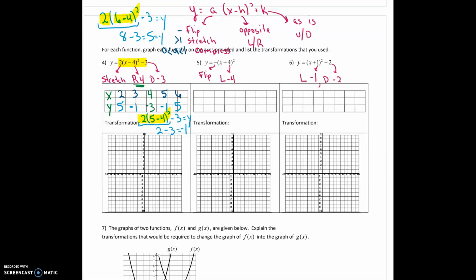And now I'm going to graph this. I always start with the vertex, so I'm going to go over 4 and down 3 and get right there. Sometimes it helps to draw that axis of symmetry so you can see the balance. Then I go over 5, down 1, and here's its partner point, the 3, negative 1. Then I'll go over 6 and up to 5, and I can get its partner point, which is the 2, 5. Then I can connect them and get my U.